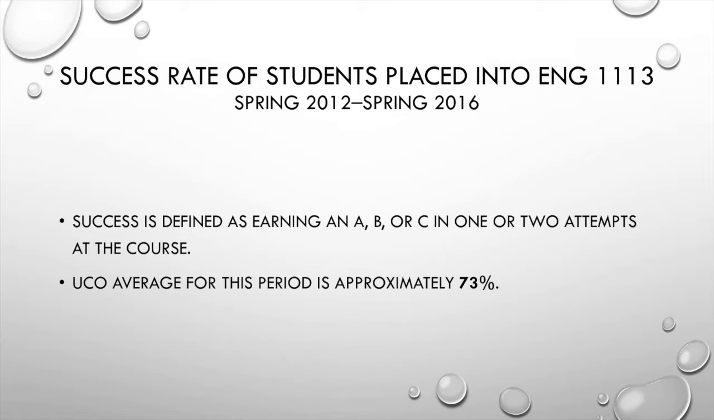As a point of comparison, let's look at how students who do not take developmental English courses fare in English 1113. Success is typically defined as earning an A, B, or C in the credit-bearing course in 1 or 2 attempts. Over the last 4 years, about 73% of students at UCO who took no developmental English earned an A, B, or a C in English 1113.